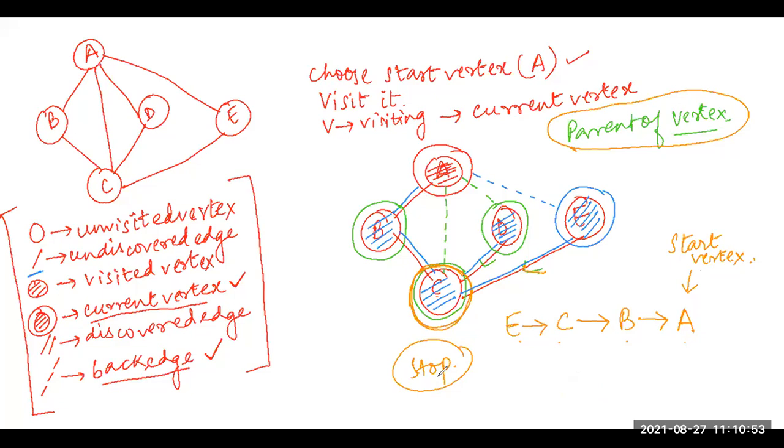No more edge or vertex is remaining to be discovered. Now what was the order? First we visited A, then we went to B, then C, then D, then E. This was the order maintained. First A was current, then B, then C, then D. From D we could not go anywhere, so D backtracked and came back, then we visited E, right? So this was the order of traversal, and in the process we have traversed all the vertices and possible edges.